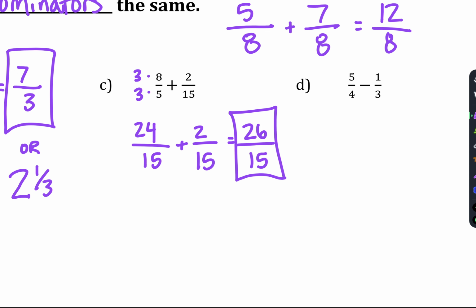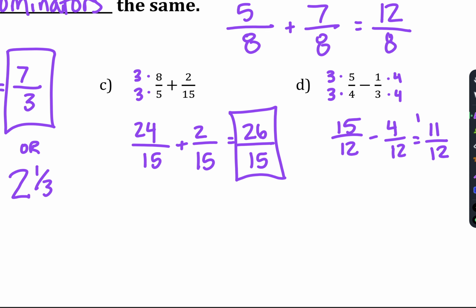So if I want to make 4 into a 12, I have to multiply it by 3. I have to do the same to the top. If I want to make 3 into 12, I have to multiply it by 4 and do the same for the top. So this new expression is going to be 15 over 12 minus 4 over 12, which makes 11 over 12. Any questions there? I'm not telling you rocket science, right? We've all seen this before.